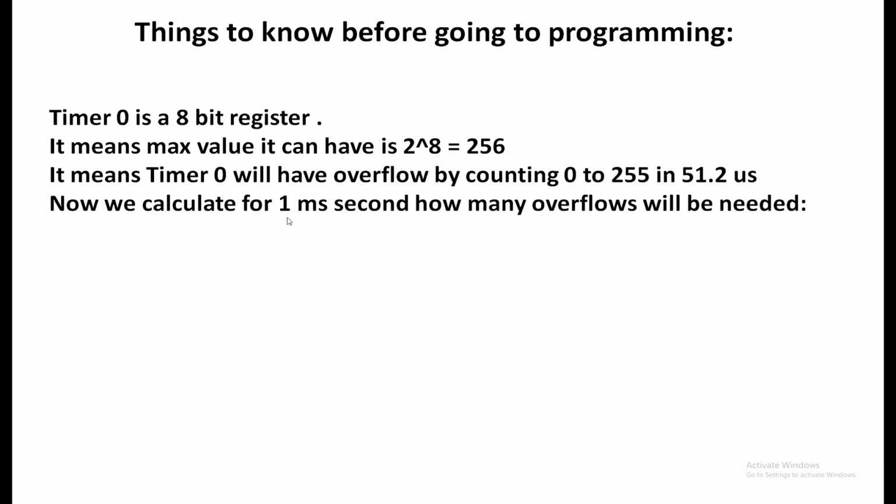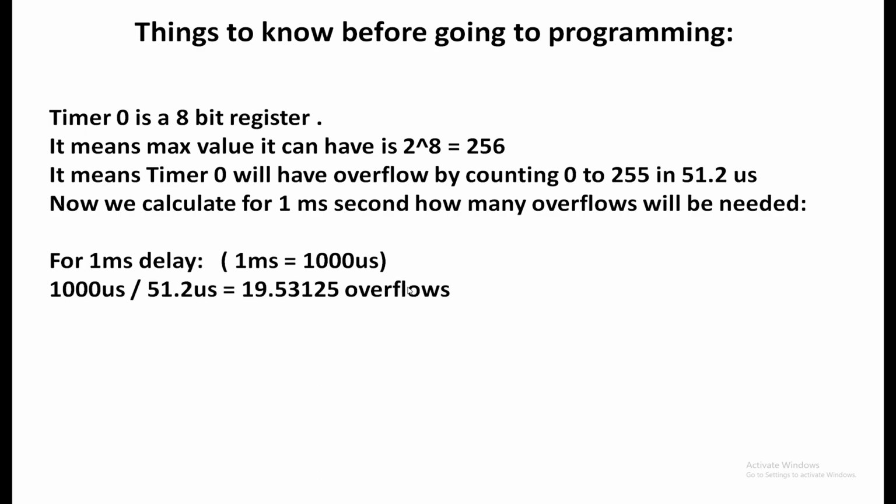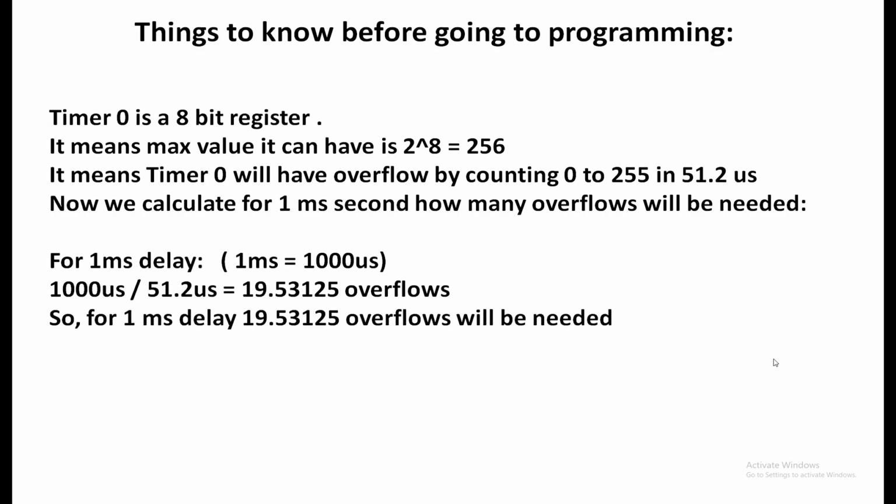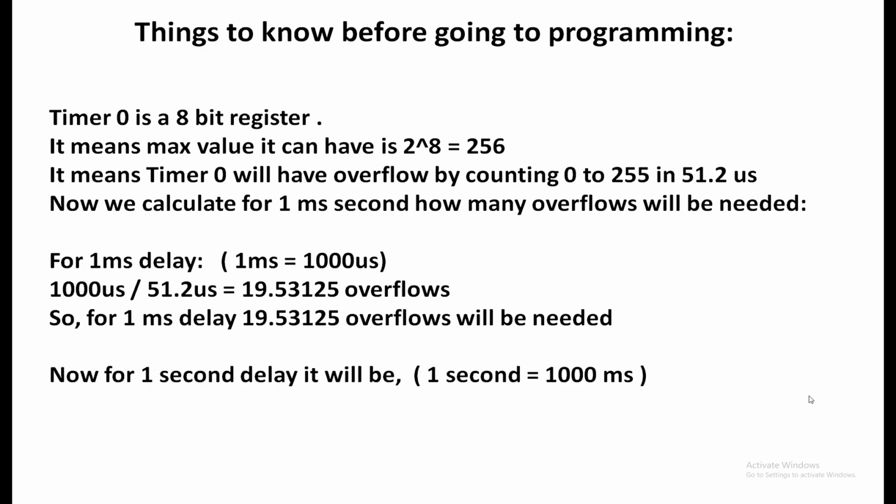Now for our 1 millisecond delay, how much will be needed? 1 millisecond is equal to 1000 microsecond. So it becomes 1000 microsecond divided by 51.2, 19.53125 overflows. So we need like 20 overflows for 1 millisecond delay. Now suppose we want a delay of 1 second. So for that, 1 second is equal to 1000 millisecond. Then what we do, simple maths. We multiply 19.53125 by 1000, we get 19531.25 overflows.